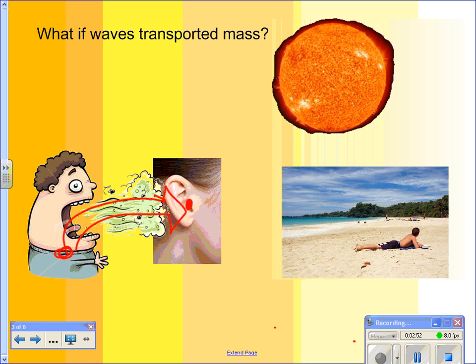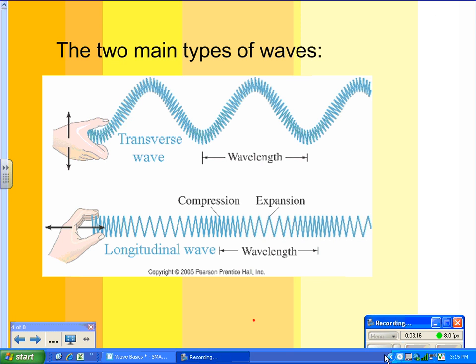Same thing is true of sitting in the sun or feeling the sun's warmth on a sunny day. You can receive or feel the sun's energy as light waves traveling from the sun without physically having to have the sun actually touch you, the mass of the sun. That wouldn't be pleasant. No one would like that. So waves transport energy, not mass.